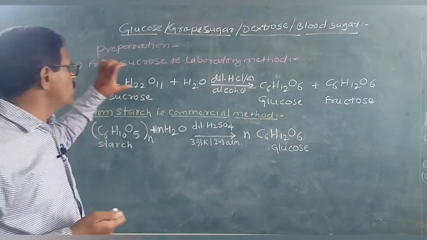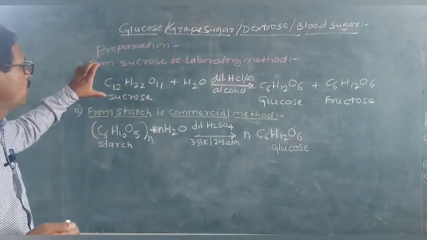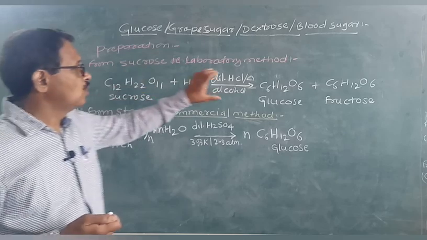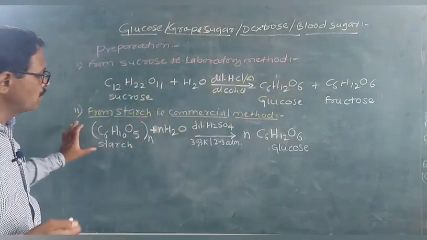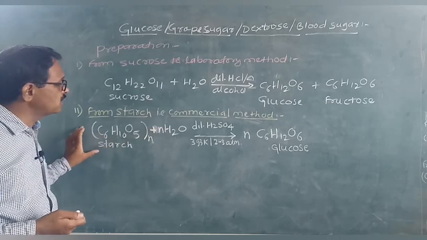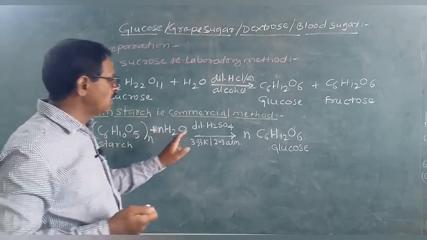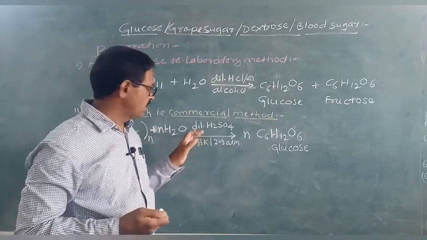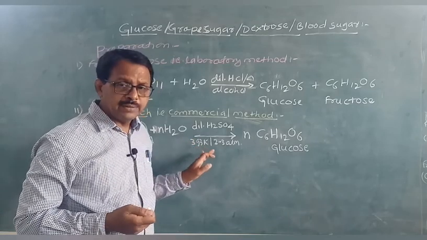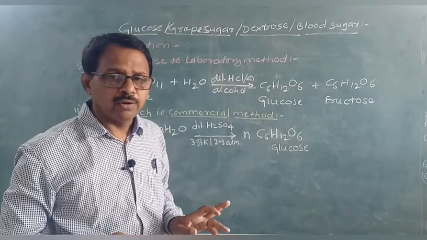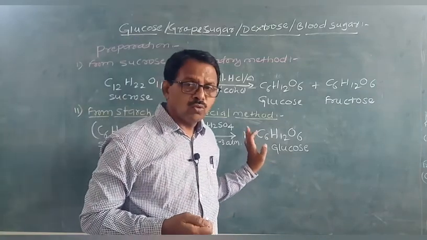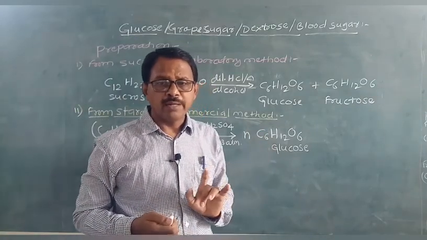Here we only have to remember that in the first method, sucrose gives a molecule of glucose and fructose. But here we will get pure glucose when starch is hydrolyzed by using dilute H2SO4 at 393 Kelvin temperature under 2 to 3 atmospheric pressure, then glucose is obtained.